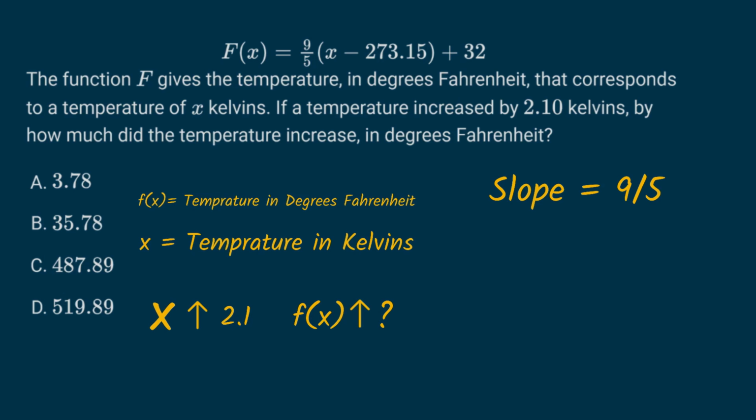Then if the change is on the x value, you multiply that change by the slope. If the change is increase, you use a positive value for the change. If the change is decrease, you use negative value for the change.